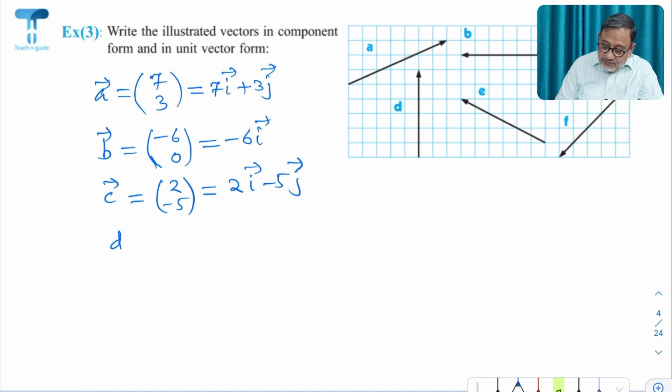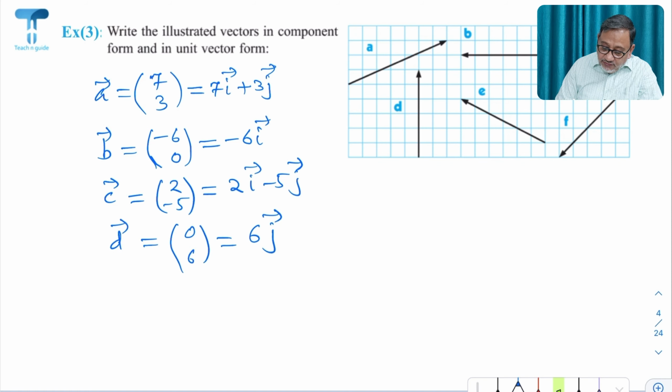So vector D will be, it is only going up. So up how many units? 1, 2, 3, 4, 5, 6. So it is going upwards only. There is no displacement in the direction of x-axis. So only 0 and 6, which can be represented by 6j.